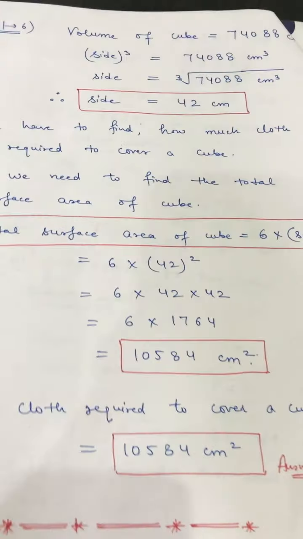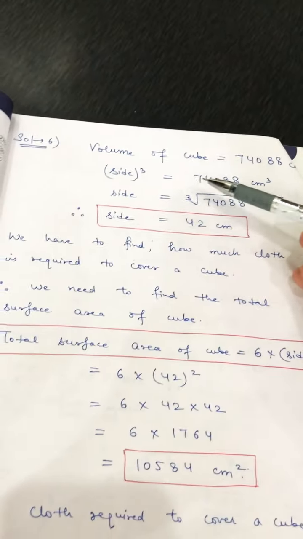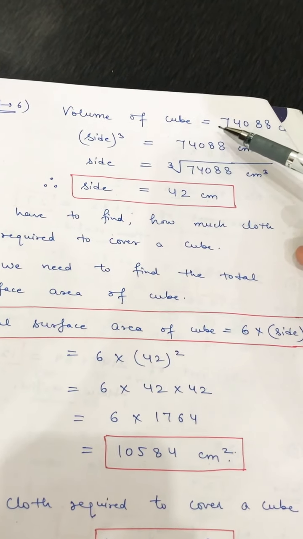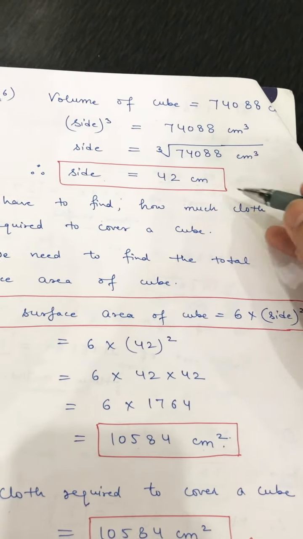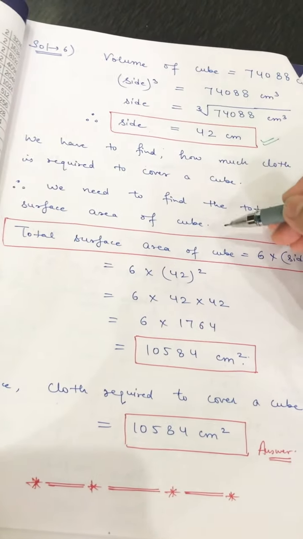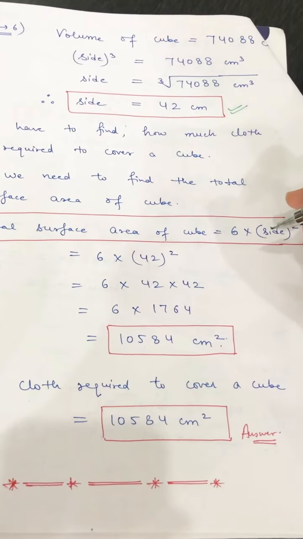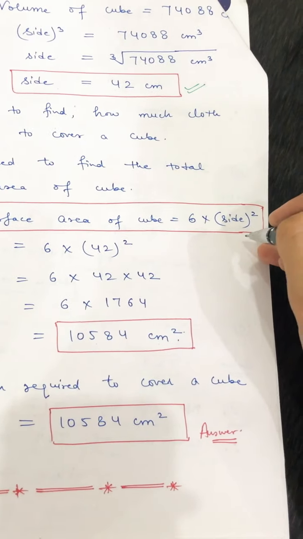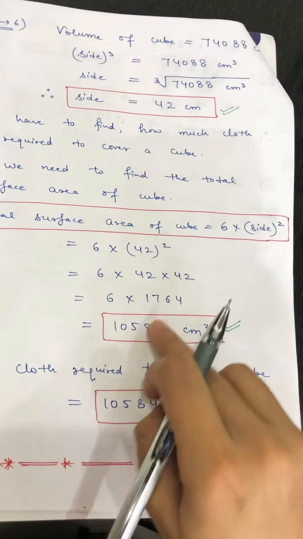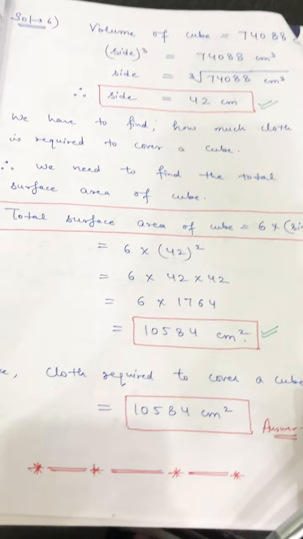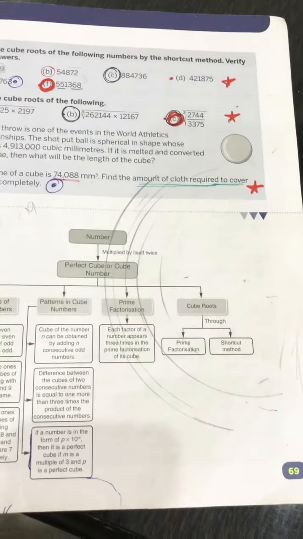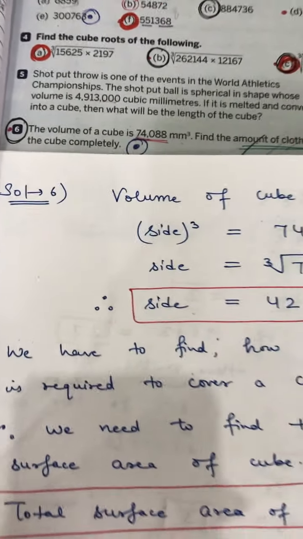Got it? So in this way you have to do question number 6. First of all, the volume of the cube is given. With that formula, find the side of the cube, and then find the total surface area of the cube with its formula. Then you get the answer, which is how much cloth is required to cover that cube. Now questions number 5 and 6 are almost completed.